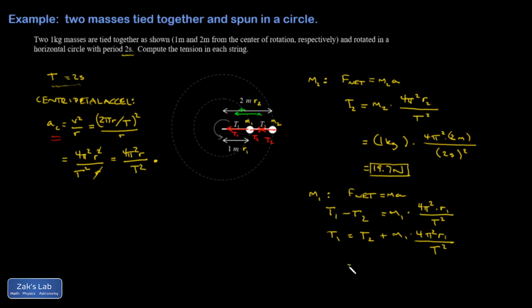Then I can plug in the numbers, and I already have T2, 19.7 newtons. M1 is 1 kilogram. 4 pi squared times r1, which is 1 meter, divided by the period squared, so 2 seconds, squared. When I smash these numbers into the calculator, I get 29.6 newtons. And we're done.